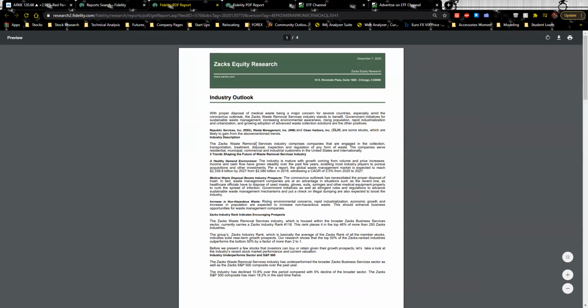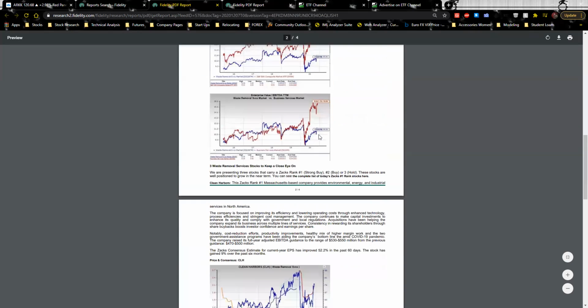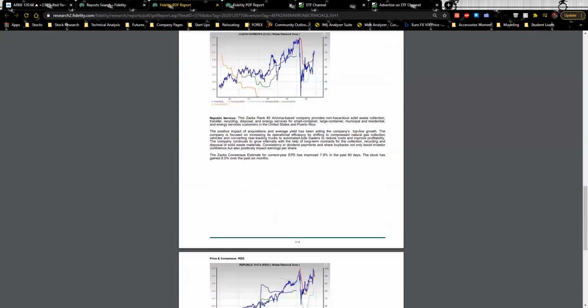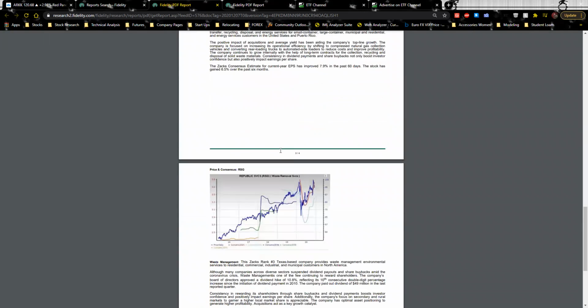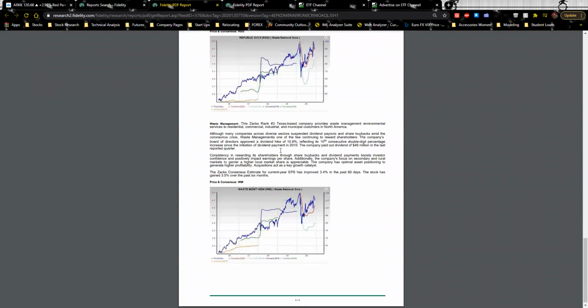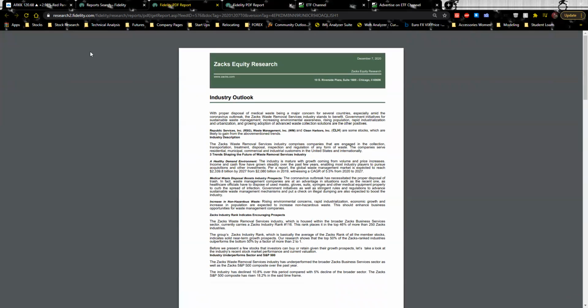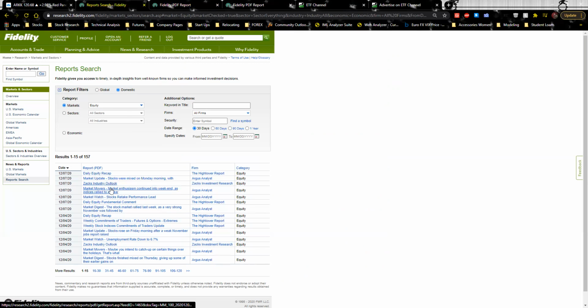And Zacks' outlook. This is on Waste Management and Clean Harbors. I think Waste Management is at a hold and Clean Harbors is a buy. We're seeing a lot of improvements with the infrastructure and our whole environmental push. They're seeing a lot of great things will come out of Clean Harbors and Waste Management. So just stay in tune with these research reports from these analysts; they will keep you really informed about a lot of things that's going on.